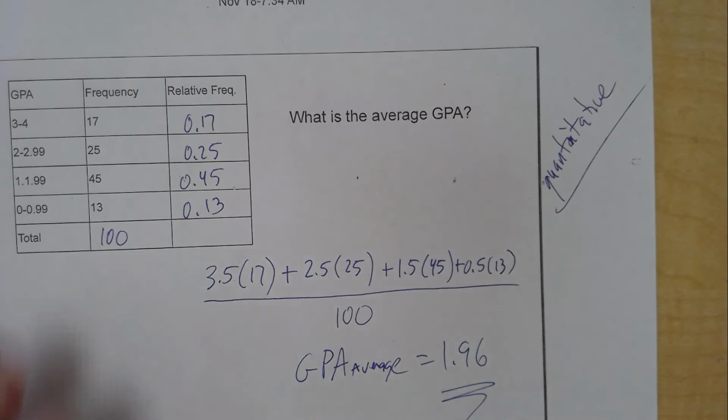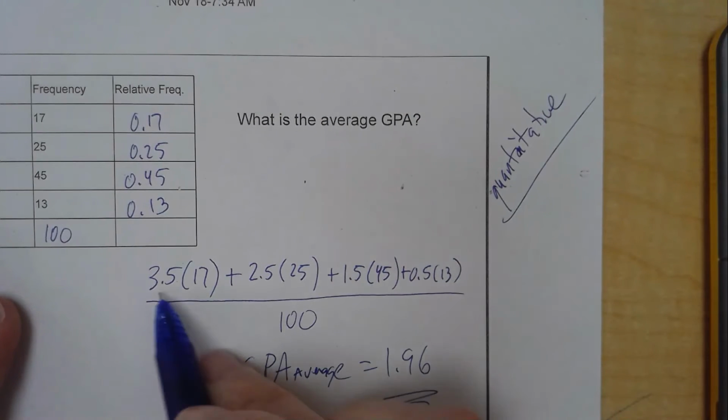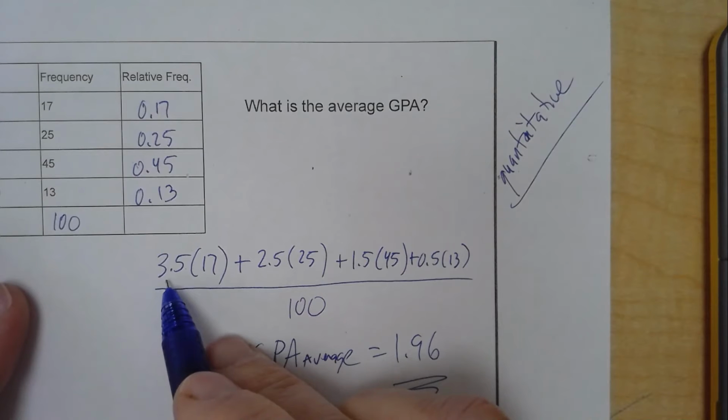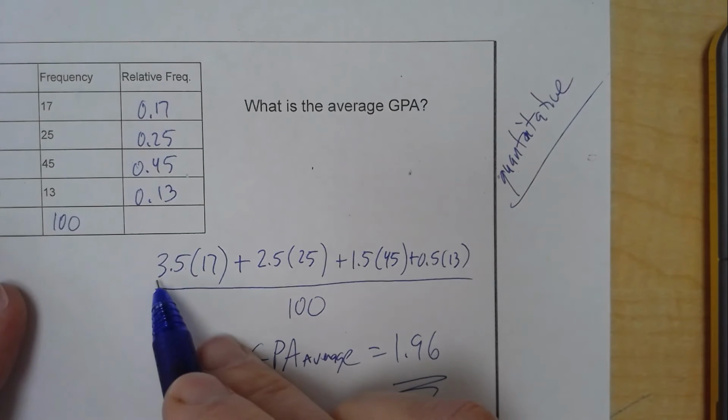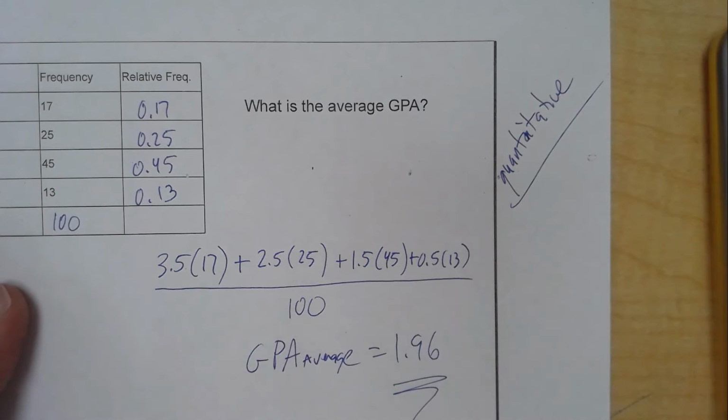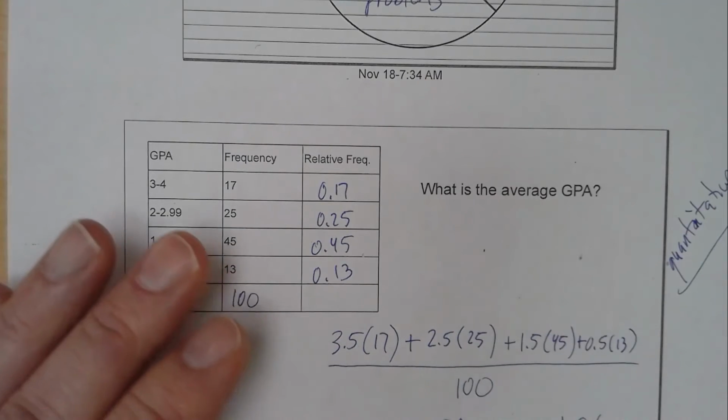All right, so we added them all up. Instead of typing in 3.5, 17 times, I just said 3.5 times 17. So that's how you find that.